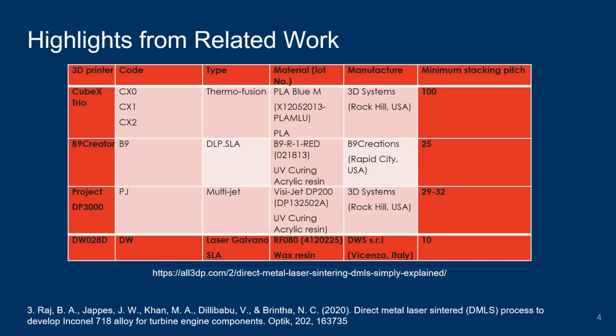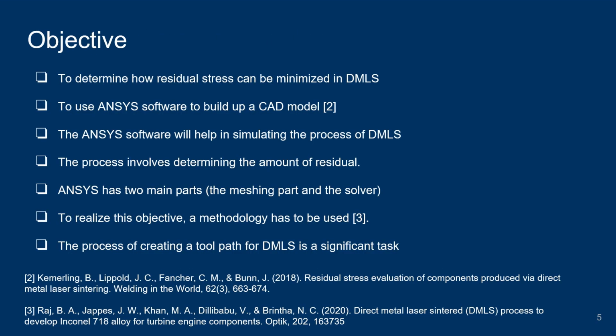The table shows the different types of 3D DMLS printers, including materials, model number, manufacturer, and minimum stacking thickness for each. It is important to note that each variable in a DMLS printer plays a significant role in helping achieve the objective of reducing residual stress. The 3D printer serves as a sample for testing the different outcomes of the minimization process through two-pass planning. The objective of this project is to determine how residual stress can be minimized.